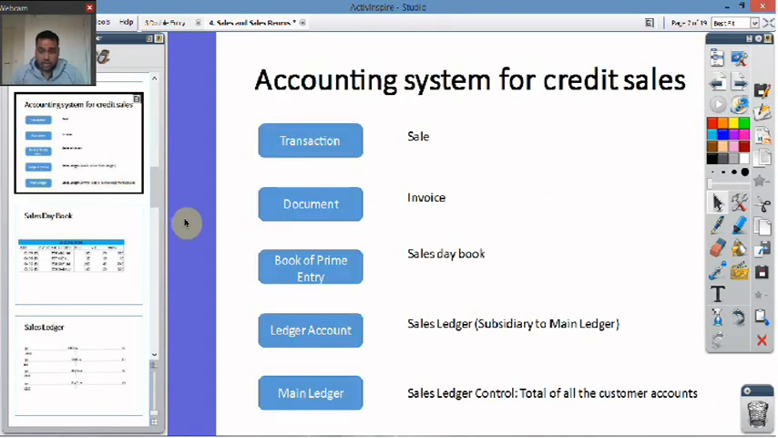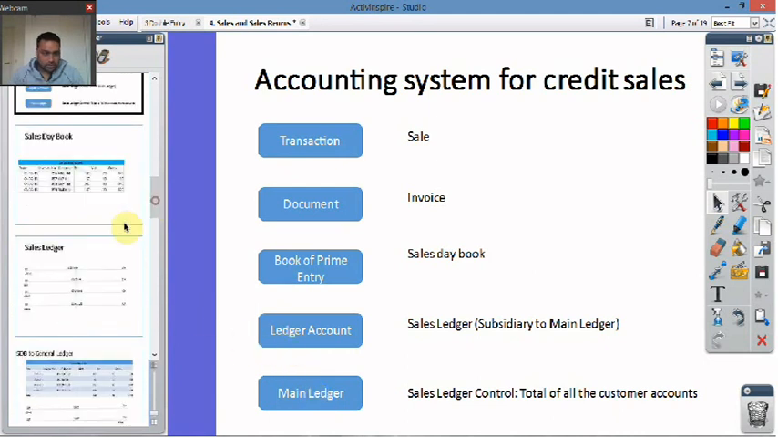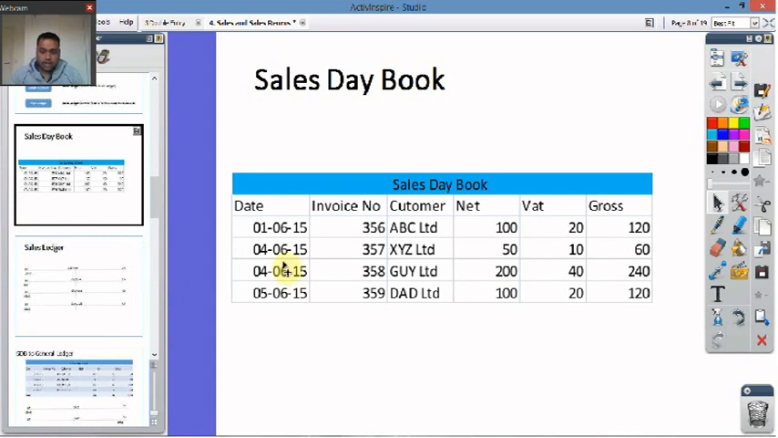The accounting system for credit sales: you've got a sale, and then you've got the invoice, then the sales daybook, then the subsidiary sales ledgers, and then the sales ledger control, which is the main ledger account, and then you've got all the subsidiary accounts. So this is what a sales daybook looks like. You've got the gross amounts, the VAT and the net amounts, so there's nothing here that you would not expect to see.